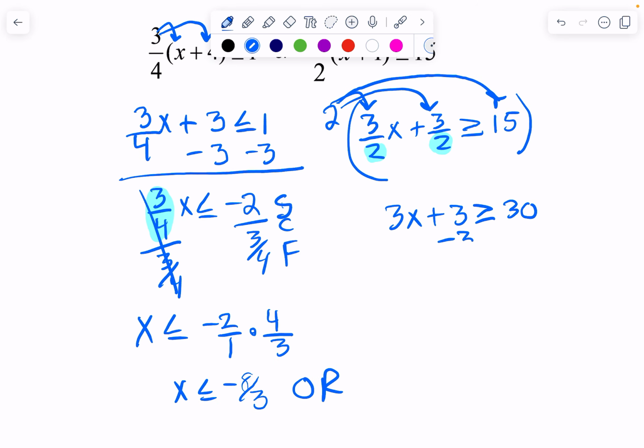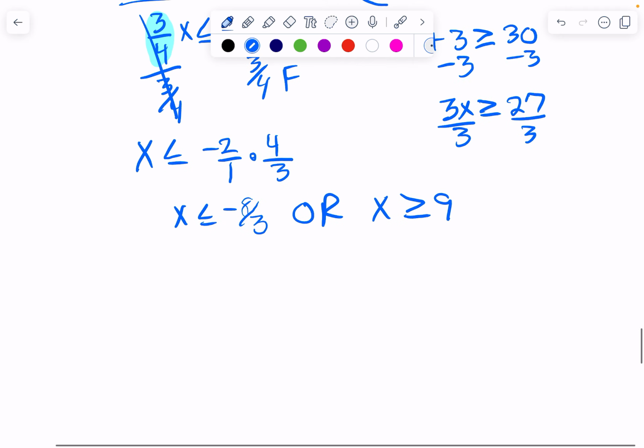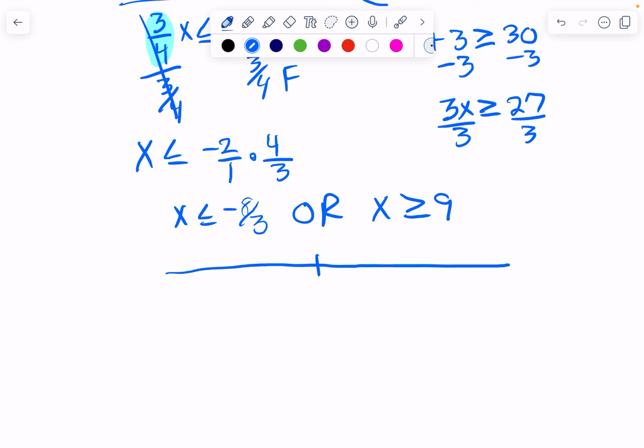We're going to subtract 3 to both sides. 3x is greater than or equal to 27. Divide by 3. And x is greater than or equal to 9. So we have our set builder. Let's go ahead and graph it now.